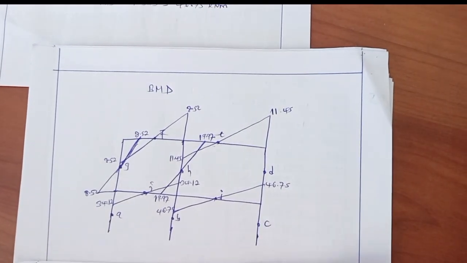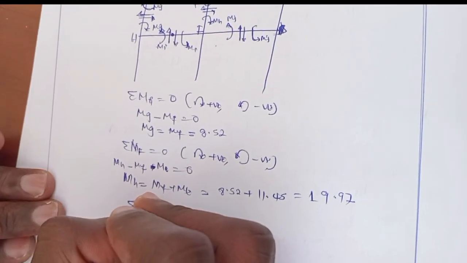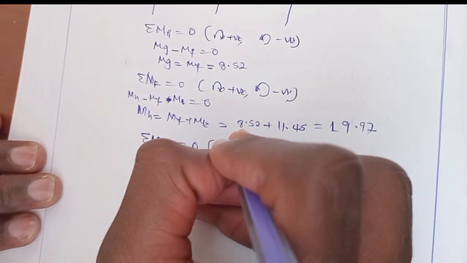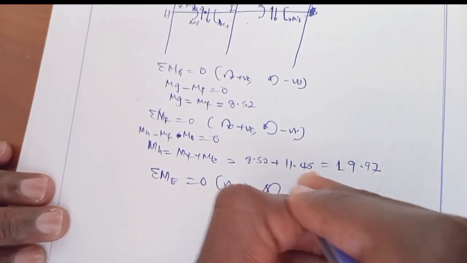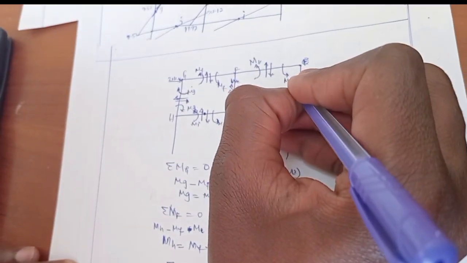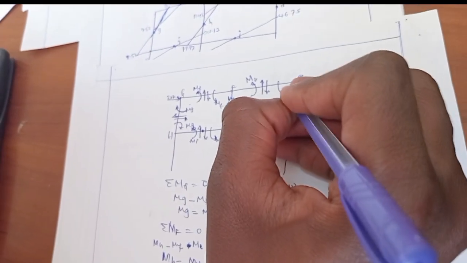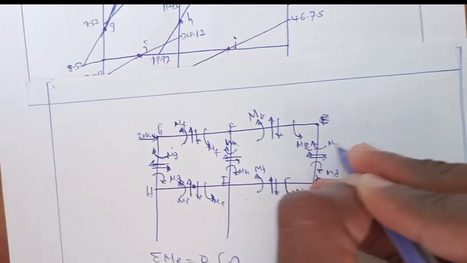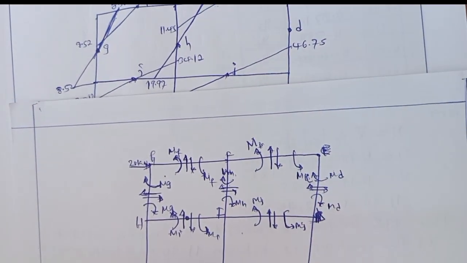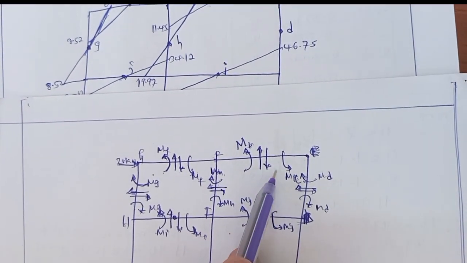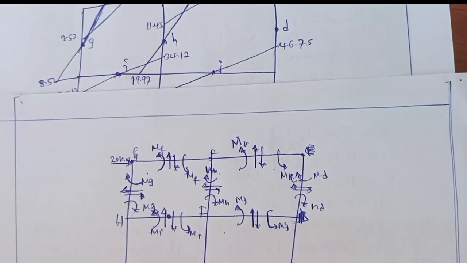Let's come to this point. Summation of moment at E is equal to 0. Clockwise positive, anti-clockwise negative. So here we have internal forces, bending moment in this way at equilibrium. This is MD, which is in equilibrium. So at this point, we have ME and MD.